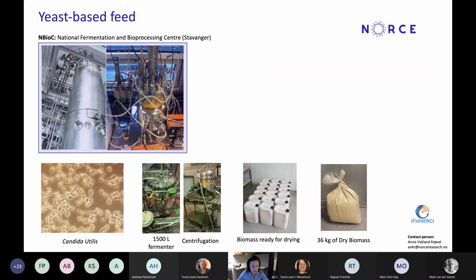In the next slide, an example of yeast-based feed, which is produced in the fermentation bioprocessing center, BOC, in Stavanger. The yeast Candida utilis is chosen for its robustness and suitability for large-scale production. Basically the production principle is sugar-based, gas-based fermentation using side stream nutrients and low-value biomass and biogas as a source of carbon for biomass production. Here it shows what the fermentation looks like. This is the biomass ready for drying, and this is how it looks dried. These are 36 kilos that have been produced. It took 3 weeks to get these, and they have been shipped to our partners for testing.